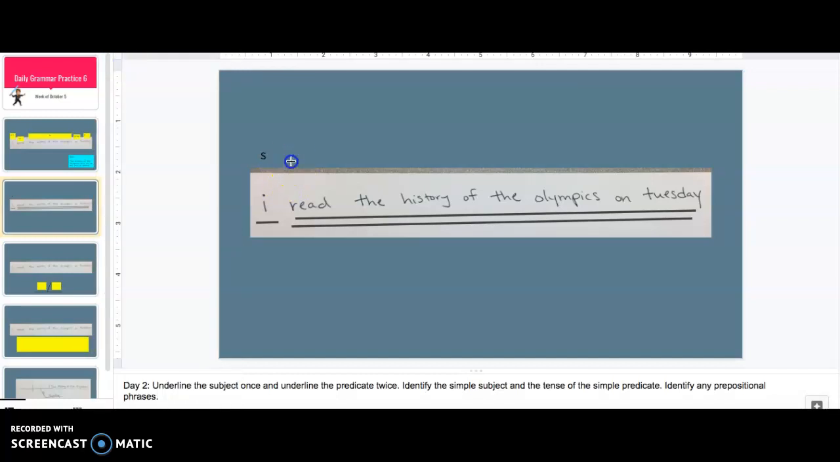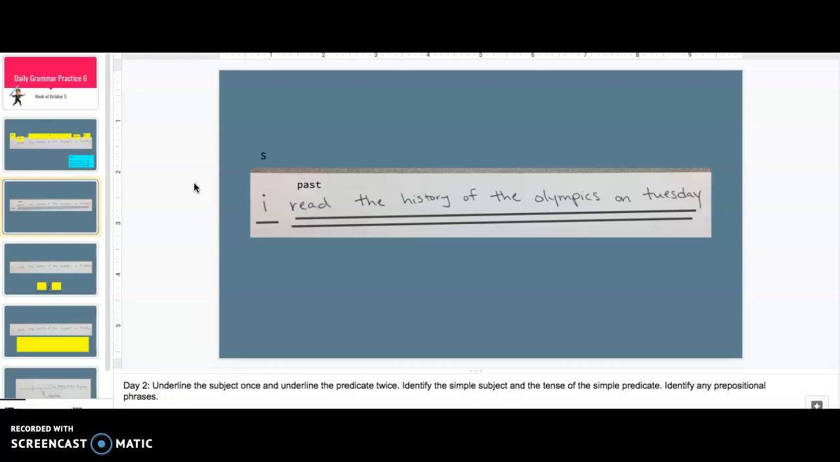Okay, so the word read is actually past tense. If you read something, it happened previously. It's not happening right now. It's not happening in the future. It happened sometime in the past. Okay, so you'll just write the word past above the word read to show that that is the simple predicate.